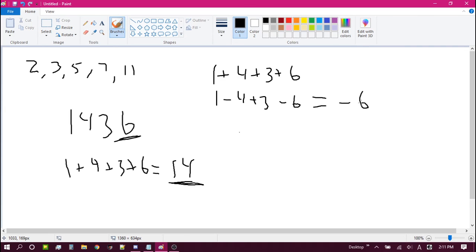Say you had 1474. And you have 1 minus 4 plus 7 minus 4. And then you have 8 minus 8 is 0. 0 counts as being divisible by 11. So 1474 is divisible by 11.